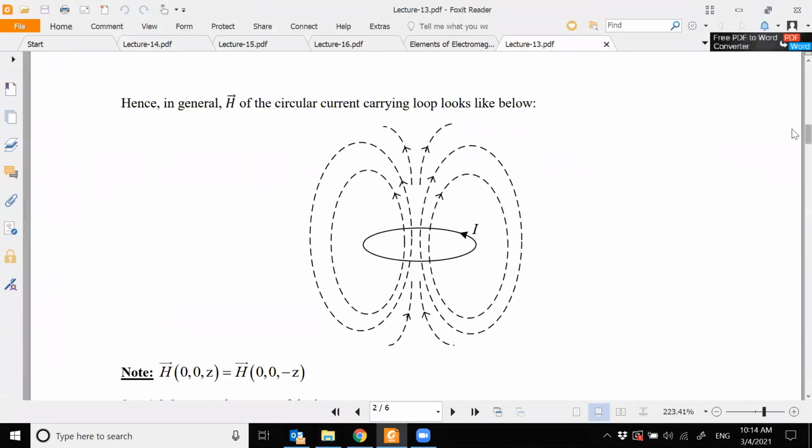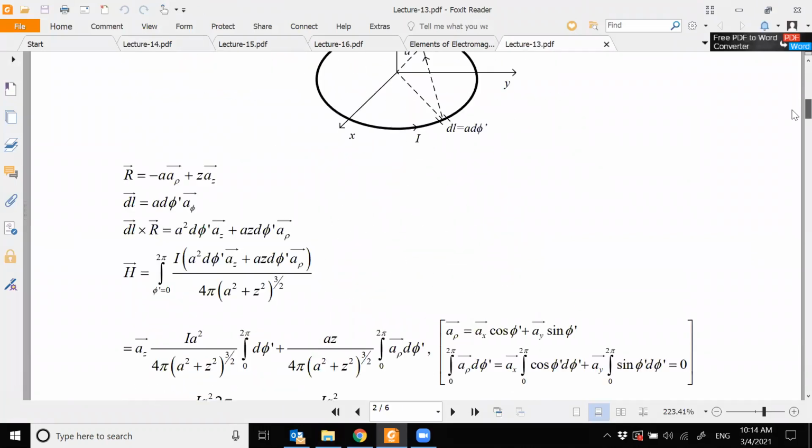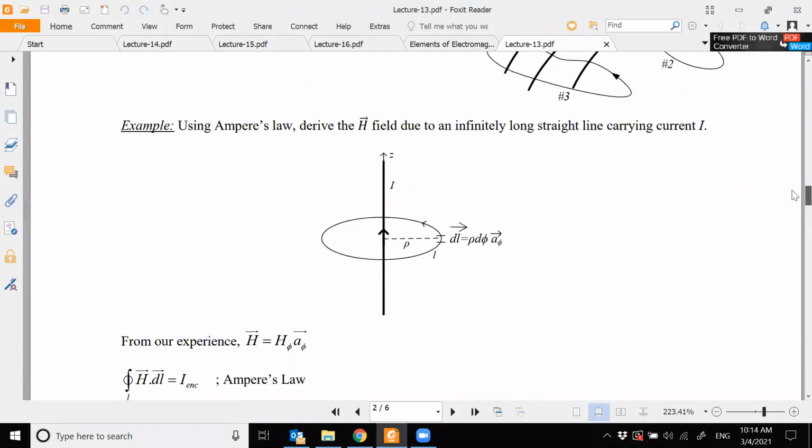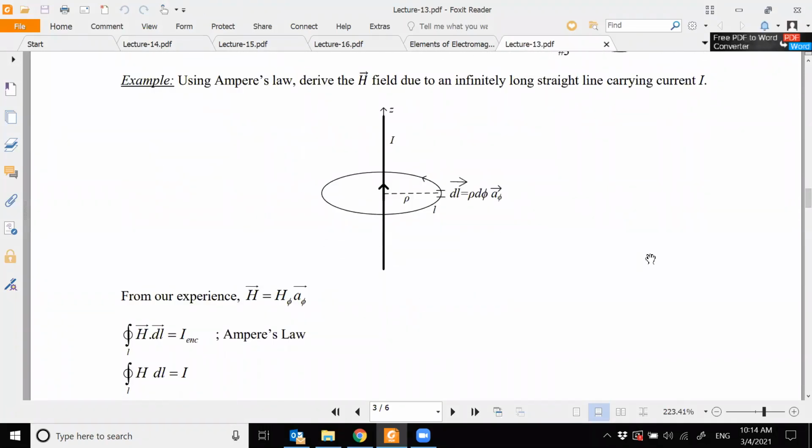Sir, the midterm exam, until which lecture? We haven't decided. We will let you know. Probably lecture 13 included, right? Yeah, most probably it will be complete electrostatics and complete magnetostatics.